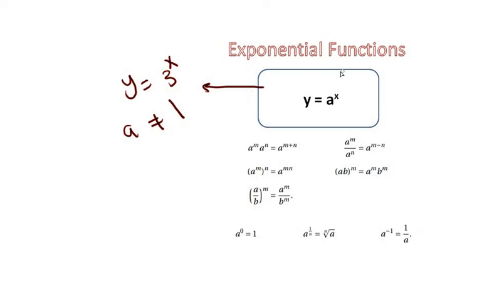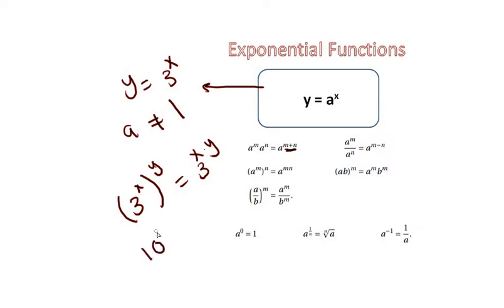Exponential functions obey the rules of exponents. a to the power of m times a to the power of n equals a to the power of m plus n. Same for division, we subtract the powers. a to the power of m, all to the power of n, equals a to the power of m times n, like 3 to the power of x, all to the power of y, is 3 to the power of x times y.